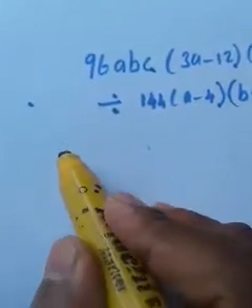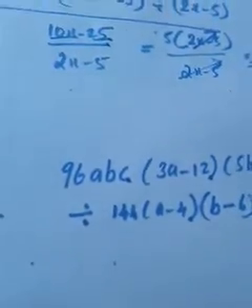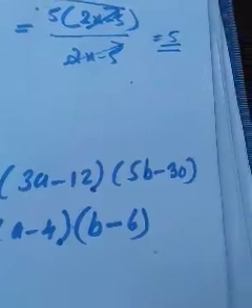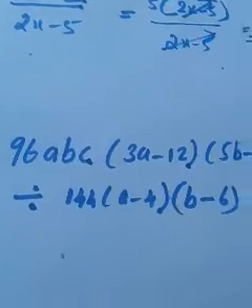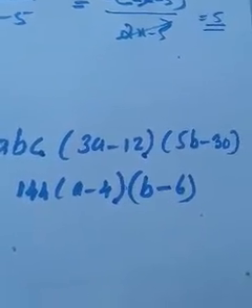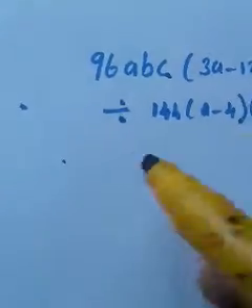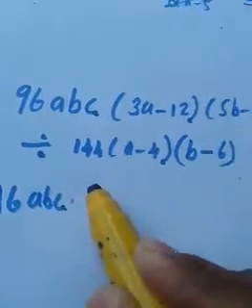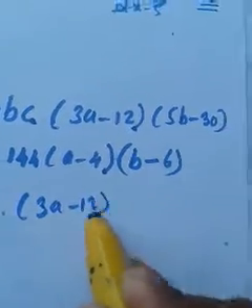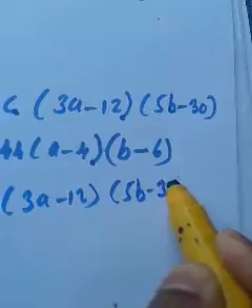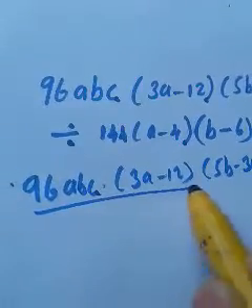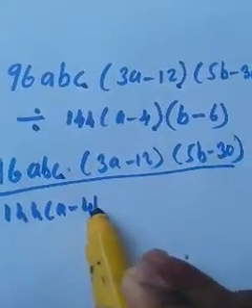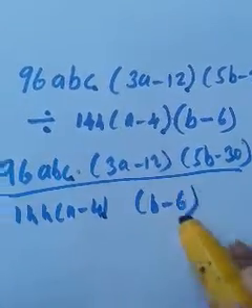The next question is 9. See, this is your next question. Divide 96 ABC into 3A minus 12 into 5B minus 30 by 144 into A minus 4 into B minus 6. This is your question. So let me explore this question. 96 ABC into 3A minus 12 into 5B minus 30 divided by 144 into A minus 4 into B minus 6.